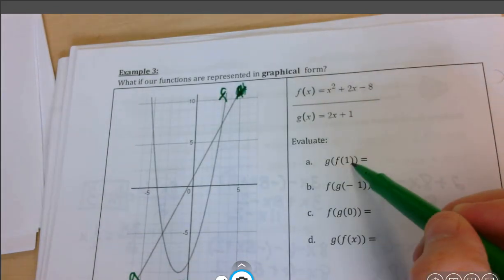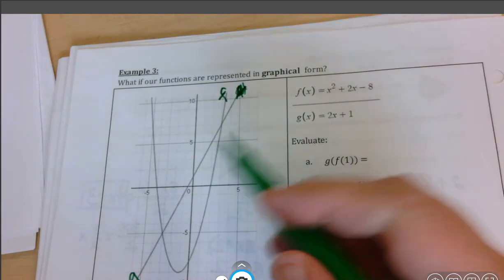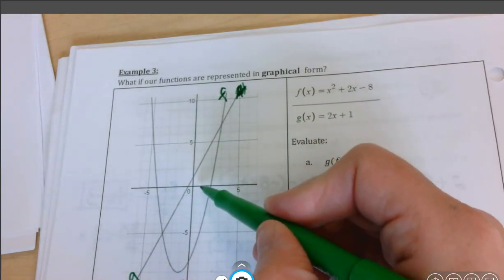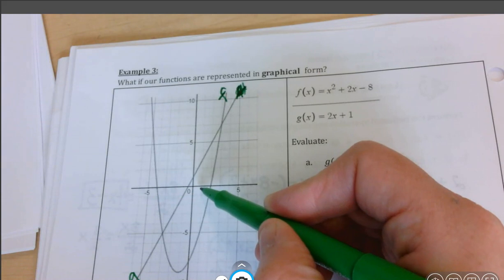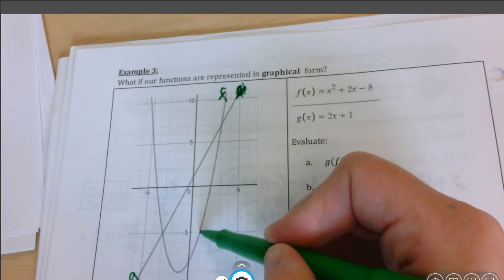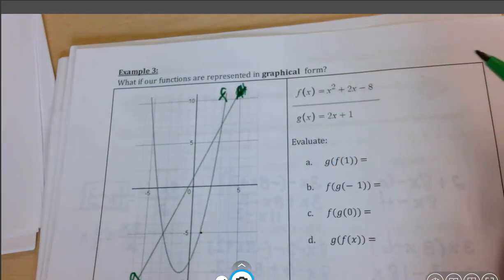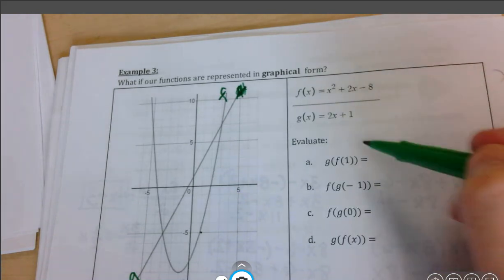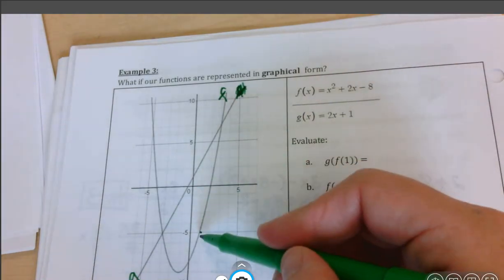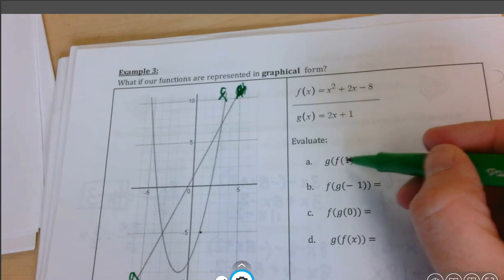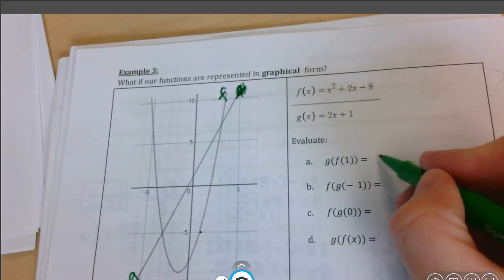All right, so we're going to put 1 into f. So go to 1, and f is the quadratic, so we need to go to the quadratic function. We're right here. Do you guys see that point? So I put 1 in, and yes, I get negative 5 out. So when I put 1 into f, I get negative 5 out.